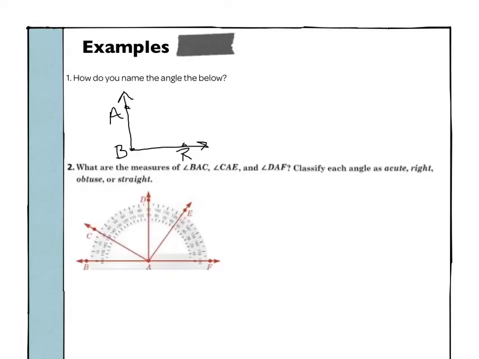All right, we're on to the examples now. So how do we name the angle below? Well, we look at the angle, and the point that is in the middle goes in the middle, so we call this angle ABR, or we could call this angle RBA. Sometimes, very rarely, you will see them just name it by the vertex itself, so it could possibly be called angle B.